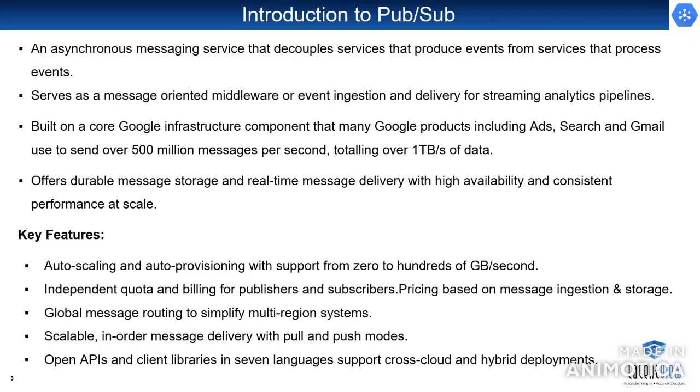So there is a feature called message ordering in PubSub. If we enable this message ordering, we receive the messages in the same order that PubSub has received from other services. PubSub also supports Open API and client libraries in 7 different languages, which is supported in cross-cloud and hybrid deployments. Apart from this, PubSub also supports at least once delivery. That is, the message will be delivered to the user, that is subscriber, at least once.